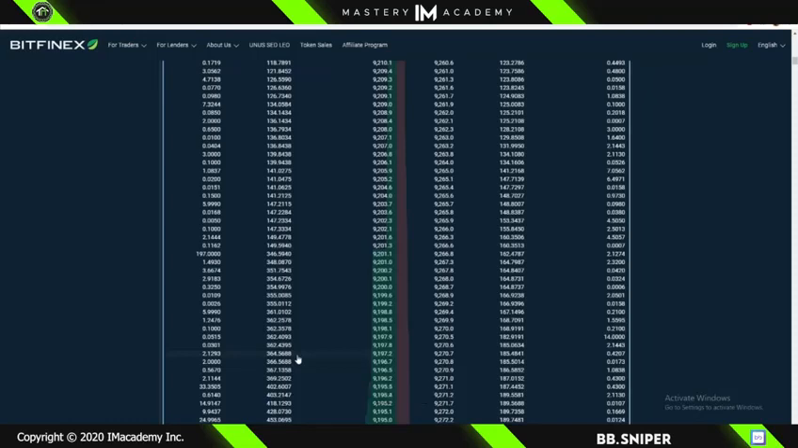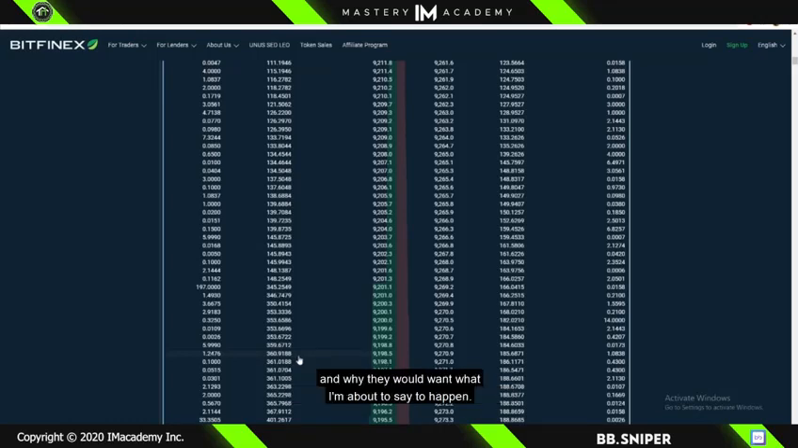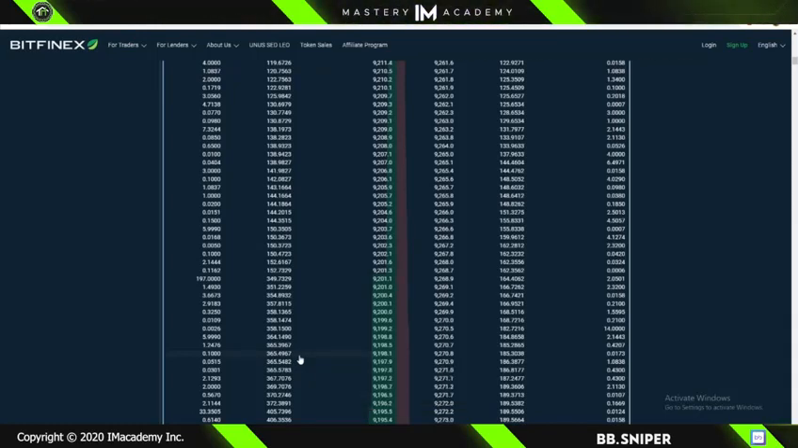Okay, dropping a 5 million, 10 million lot on a certain price point and struggling to get their orders filled. Dropping a 50 mil lot, a 100 mil lot. These lot sizes get super big, but the whole point is you need to realize the problems that these big players are facing and why they would want what I'm about to say to happen.